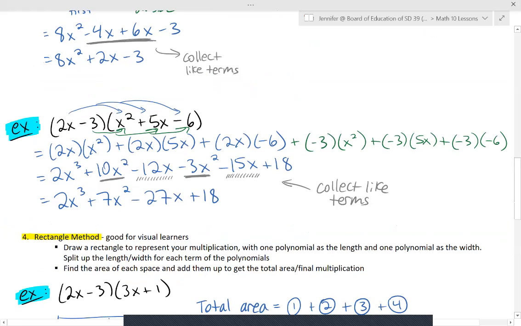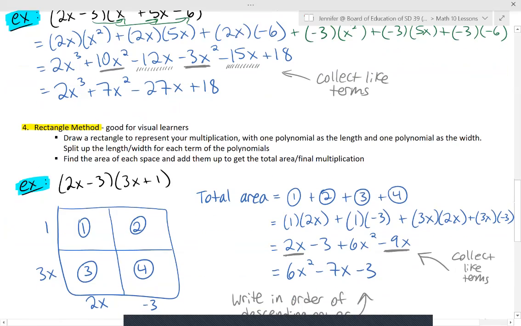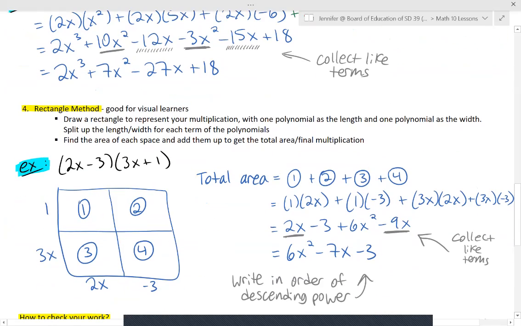The last method is the rectangle method. This is good for visual learners. And this is what it looks like. You're going to draw a rectangle to represent your multiplication with one polynomial as the length and one polynomial as the width. So we've got these two are being multiplied. So I've got the first polynomial, 2x minus 3, as one of the side lengths, and then 3x plus 1 as the other side length. Doesn't matter which one goes where.